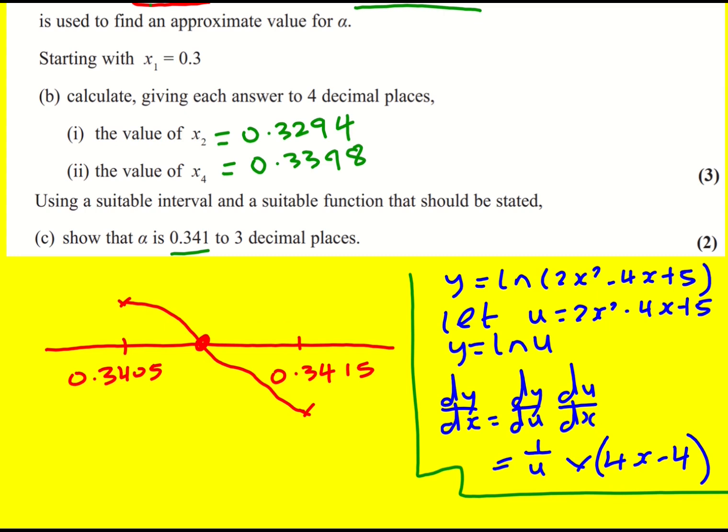Well, I don't know where exactly it is, but to 3 decimal places, it's going to round to 0.341, which is like here. So all of these, if the root was here, it would still round to 0.341. If it was here, still round to 0.341. Okay, it does give us a little bit of a hint. Find the suitable function. So which function are we using?